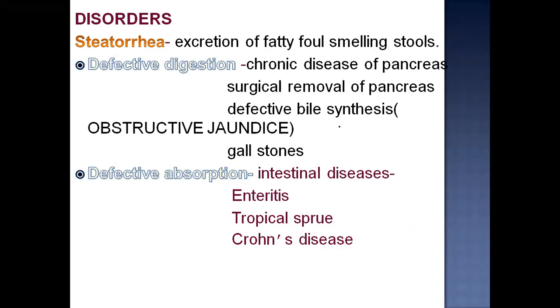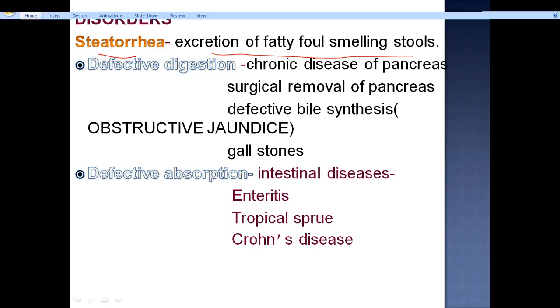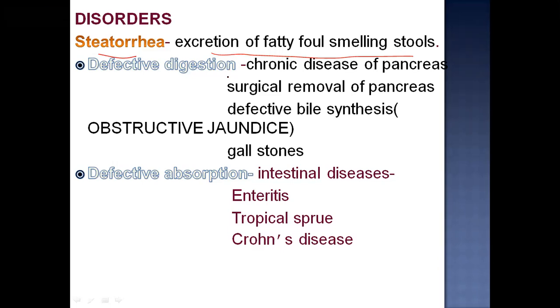Coming to the disorder part, the first is steatorrhea. Steatorrhea is the excretion of fatty, foul smelling stool. Basically, undigested lipid can be excreted in the stool and gives a foul smell of fat. That is known as steatorrhea. So what can be the causes of steatorrhea? It can be at the digestion level or it can be at the absorption level.